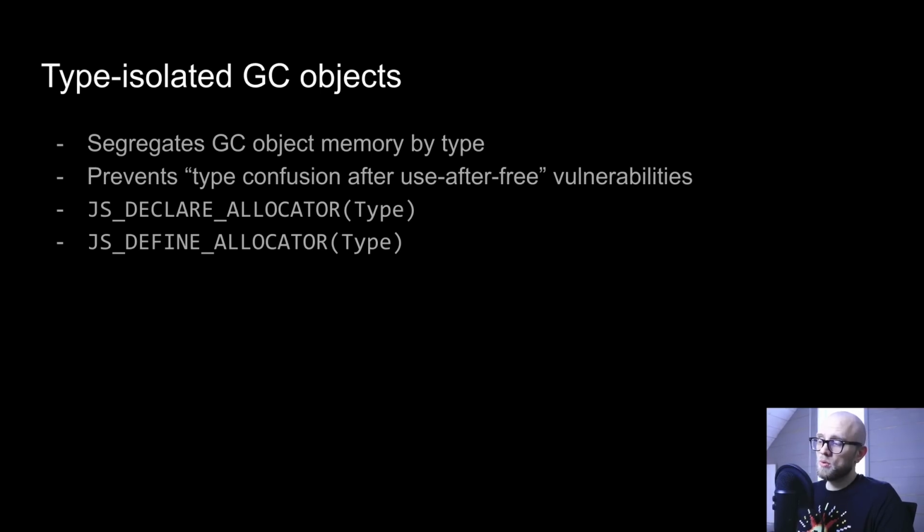To opt into this isolation, you have to use the JS_DECLARE_ALLOCATOR and JS_DEFINE_ALLOCATOR macros in the header and implementation, respectively. If you look around the source code, you can find these all over the place, because we are aggressively opting into type isolation as a security mechanism.